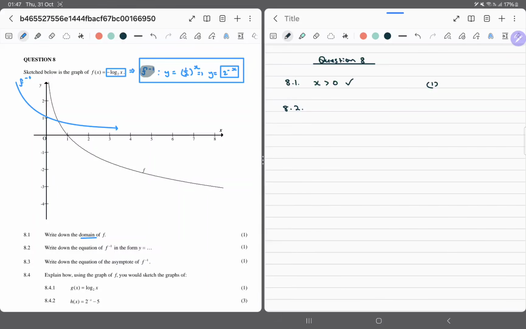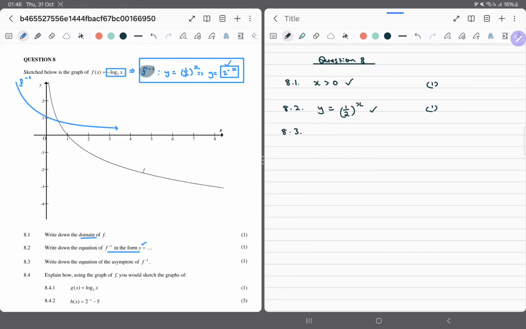So 8.2 says write down the equation of the inverse. Can you see we've already sorted it? So the inverse, let's just write according to the prescription. It says y equals, so we can say y is equal to (1/2) to the exponent x. Of course, one can present it like that. It's not a big deal. So we get another 1 mark. Because this is something you can do by inspection. No need to do a whole lot of work.